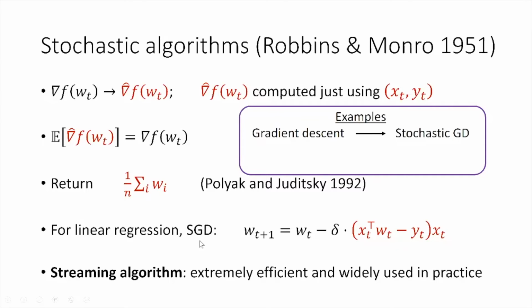And for linear regression, SGD is particularly popular because it takes a very simple form, where given a sample xt comma yt, you just compute (xt transpose wt minus yt) times xt. So this requires only one matrix vector product, and then a linear vector operation, right? And one of the reasons for its popularity is that it's a streaming algorithm, where you look at one sample, you take an update, and then you move on to the next sample, and so on. And this is the reason why it's widely used in practice.